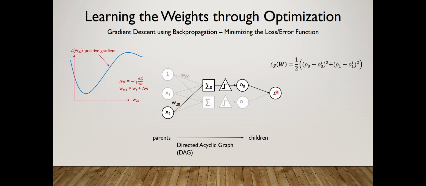So we make the loss function part of this graph, and these graphs work like this: you have parent nodes, then operations, and then child nodes. The computations that the child nodes have to do always depend on the results coming in from the parent nodes. So you will not be able to calculate the sum if you don't have these three incoming pieces of information, and so on and so forth. You cannot calculate the step function or the output if you don't have the sum, and you cannot calculate the error if you don't have O0 and O1.